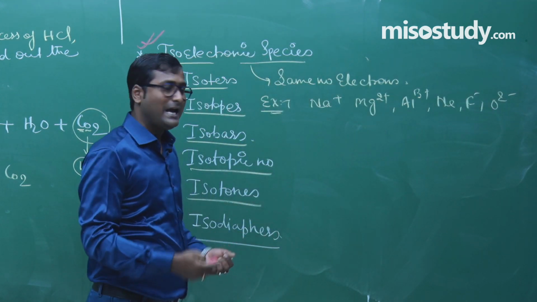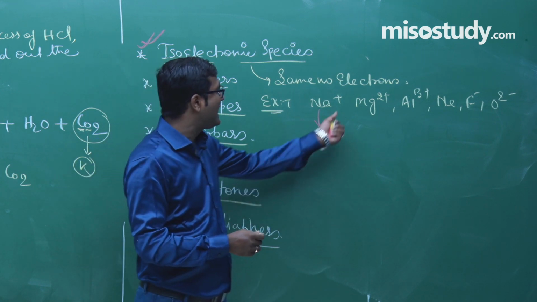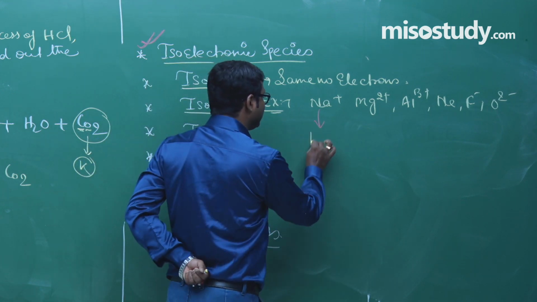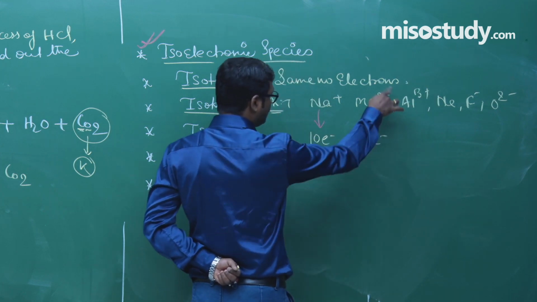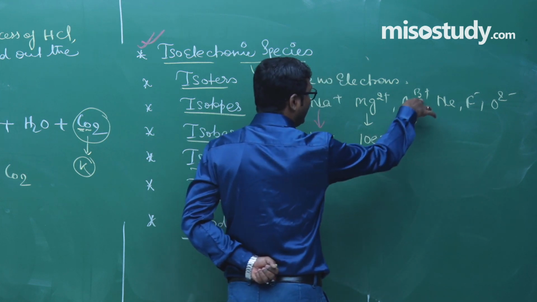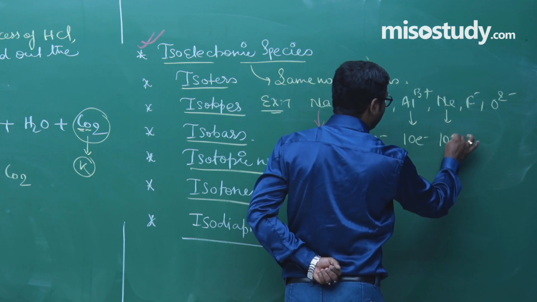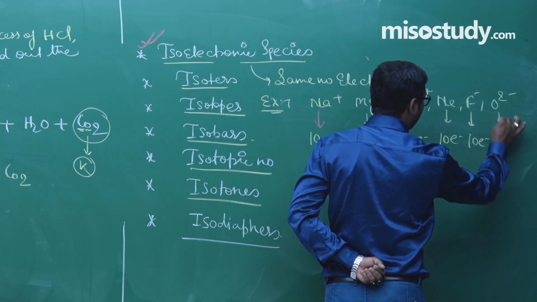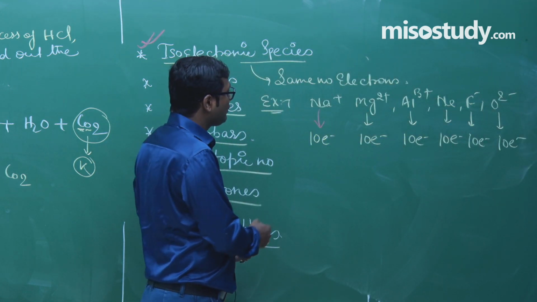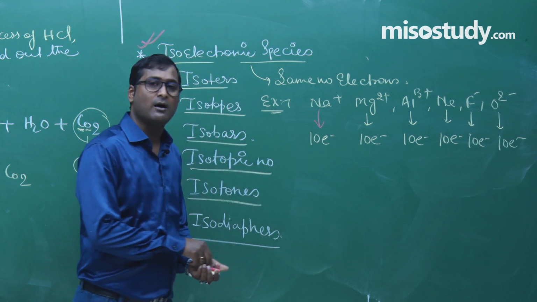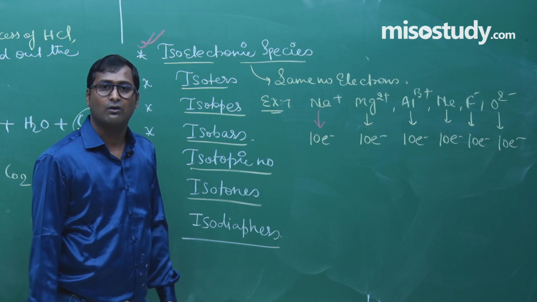Look at Na plus. As we know, Na has atomic number 11. Now it has 1 electron less, that is 10 electrons. In Mg2 plus, atomic number 12, that is 2 electrons less, that is 10. Here 3 electrons are lost, that is 10 electrons here also. Here is also 10 electrons. Minus is the gain of electron. Look at these, all species contain an equal number of electrons. So they are called isoelectronic species.